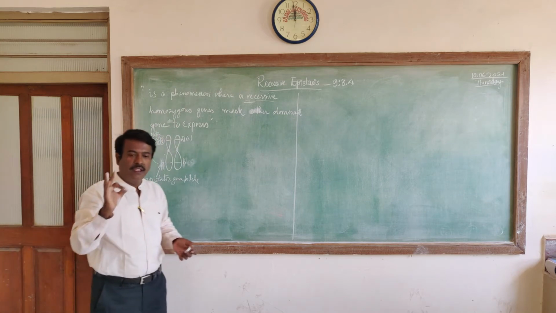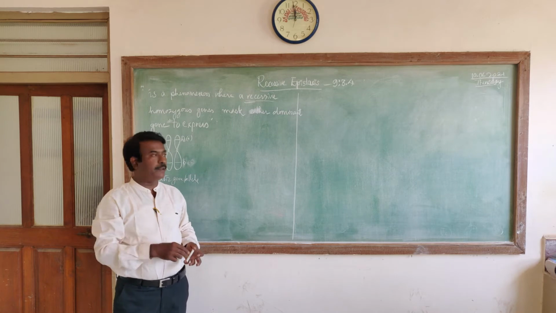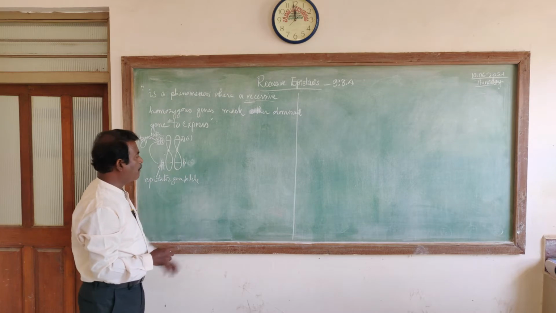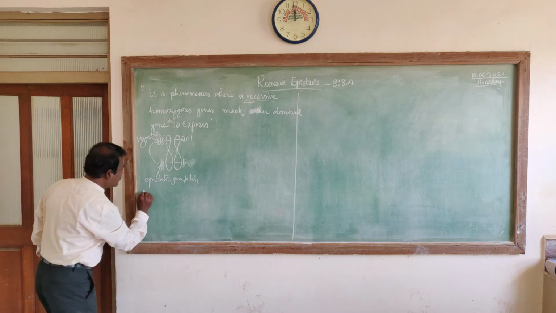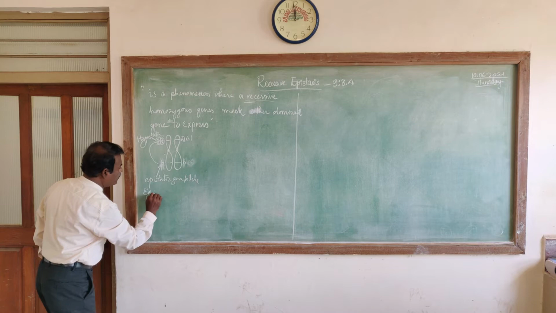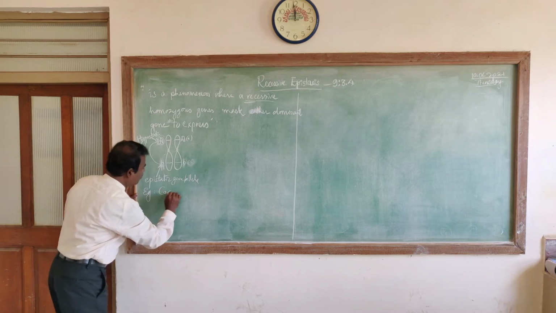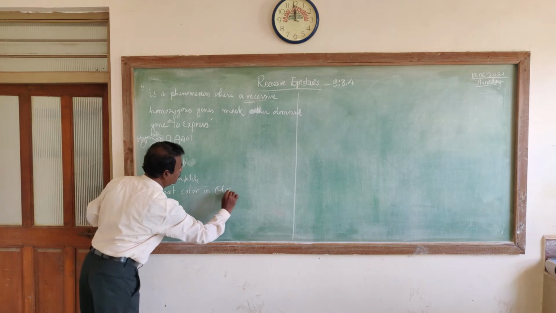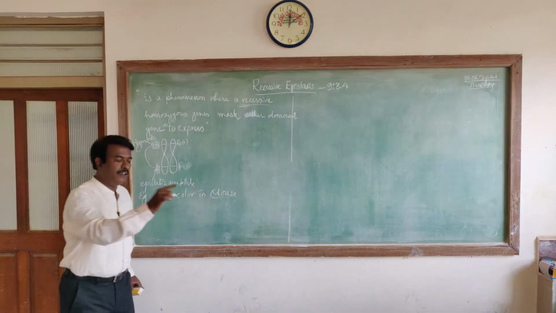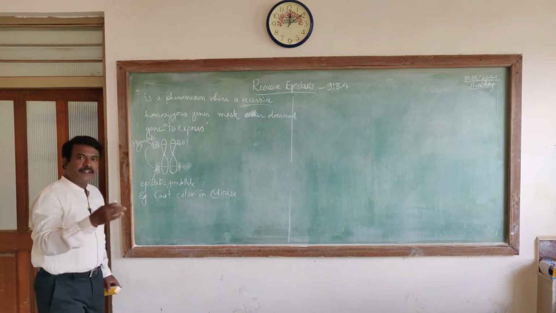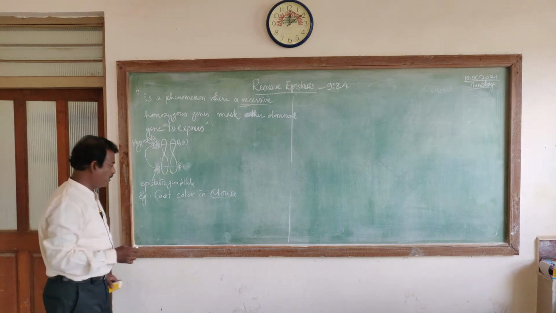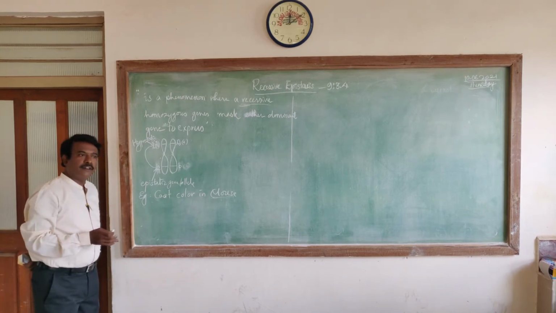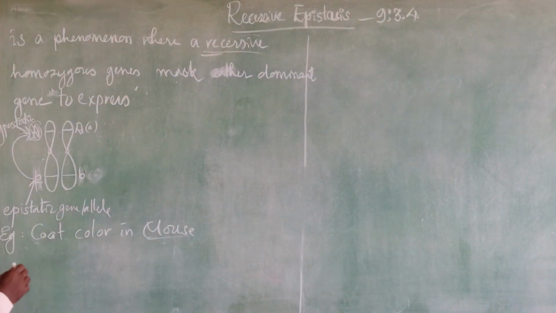This is a very special case of epistasis, and we can understand it with the help of an example. That example, let me write it here, is coat color in mouse. Coat color is nothing but hair color in the case of mouse. We could observe three different colored hairs on the coat in mouse.